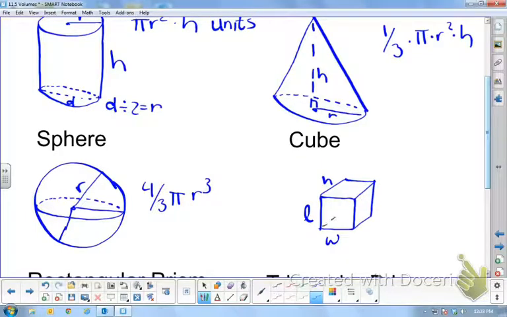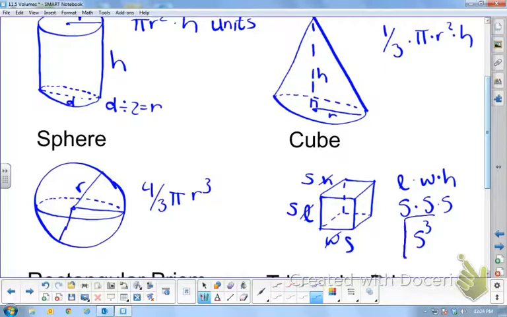Again, we could draw our lines on the inside. We usually put dashes to indicate they're behind, because you can't actually see them. Now, in a cube, all three sides are the same, so I don't have to label them differently. Usually we use S for side. So I could write this as length times width times height, or I could say side times side times side, which is side cubed. So that would be our volume formula for a cube.